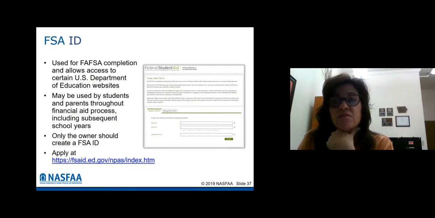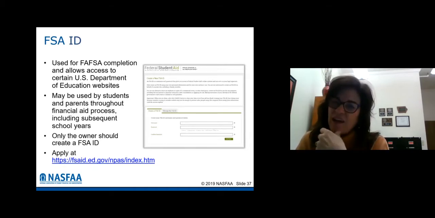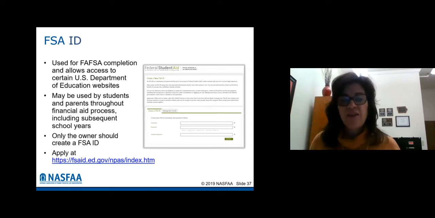And that username and password acts as your electronic signature on the FAFSA, okay? So just a heads up: if you do your FAFSA, and then let's say that your son or daughter was not looking at Simpson, we can't imagine it, but let's say they weren't. And then down the road, they decide, hey, yeah, I really did want to look at Simpson. So you go back and add Simpson. Again, you both have to sign that FAFSA.